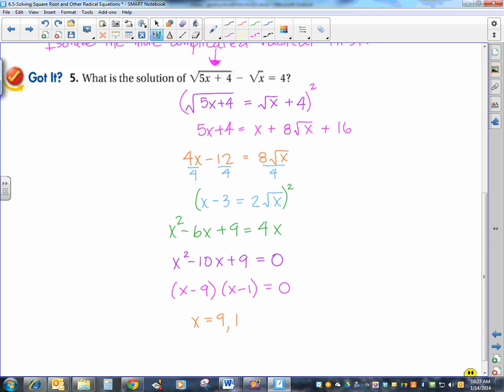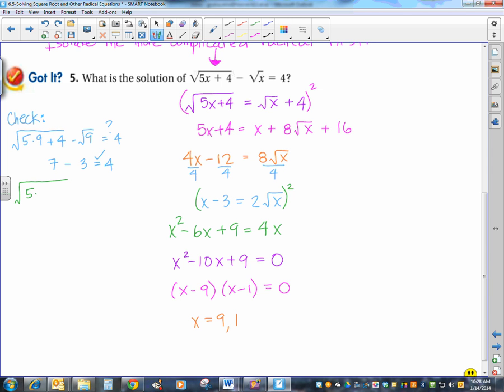So let's check the 9. So I have the square root of 5 times 9 plus 4, minus the square root of 9. Does that equal 4? Well, 5 times 9 is 45, plus 4 is 49. Square root of 49 is 7. Square root of 9 is 3. Does 7 minus 3 equal 4? Yes, it does.